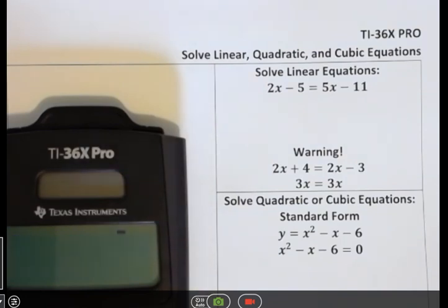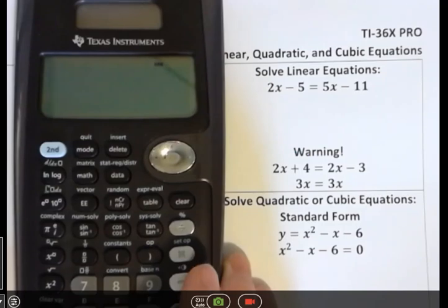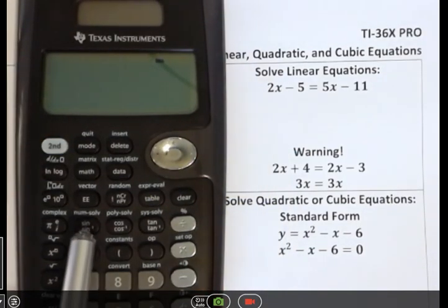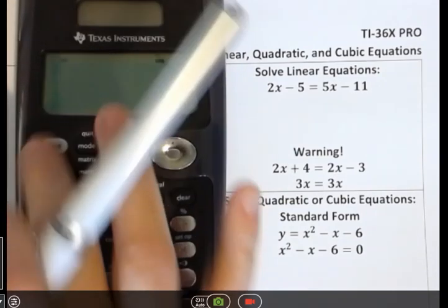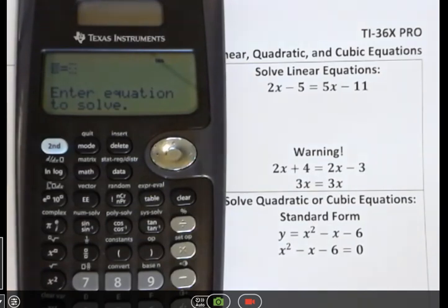Today I want to show you how to solve linear equations, quadratic equations, and cubic equations using the TI-36X Pro. So first of all, for linear equations, you're going to be using the number-solve button. It's just above the sign button here as a second function. So go ahead and press second function and the sign button, and that's going to set up the equation.